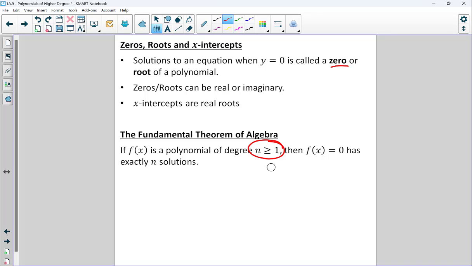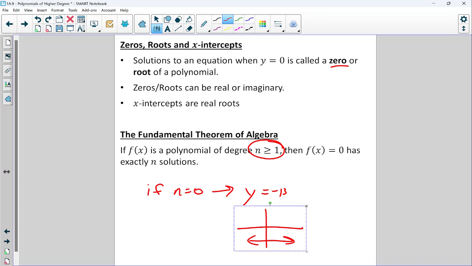Now, I say n greater than or equal to 1 here because if n equals 0, in other words, y equals 4, y equals 4 is a horizontal line. The degree is 0 because there's always an invisible x to the 0 on the end. If I have y equals a constant, you can rewrite that as 4x to the 0. If it was 4 or 7 or negative 13, it really doesn't matter. Slap on an x to the 0, that really says 1. 1 times negative 13 is negative 13. The graph of y equals a number is a horizontal line. It has 0 x-intercepts, it has 0 solutions. So you would think, okay, well, that still holds true.